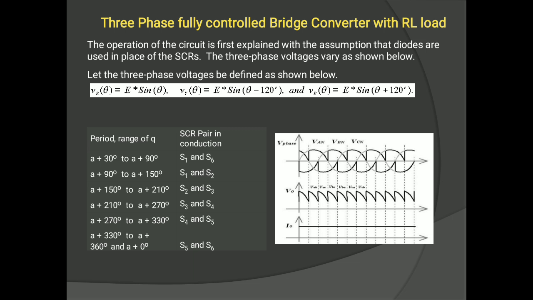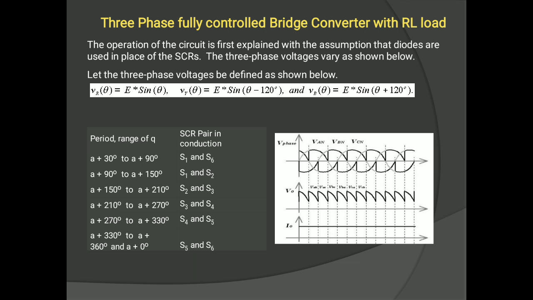We also find that the R phase voltage is the lowest of the three phase voltages when theta is in the range from 210 to 330 degrees, and the Y phase voltage is the lowest when theta is in the range from 330 degrees to 450 degrees, or 90 degrees in the next cycle. And the B phase voltage is the lowest when theta is in the range from 90 degrees to 210 degrees.